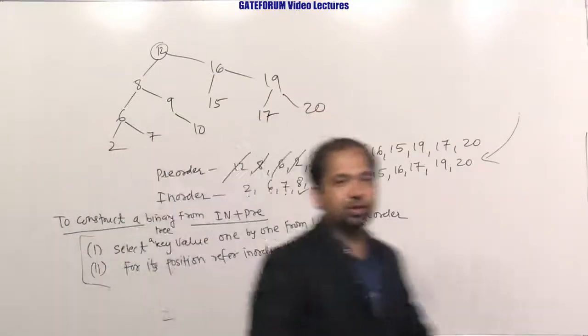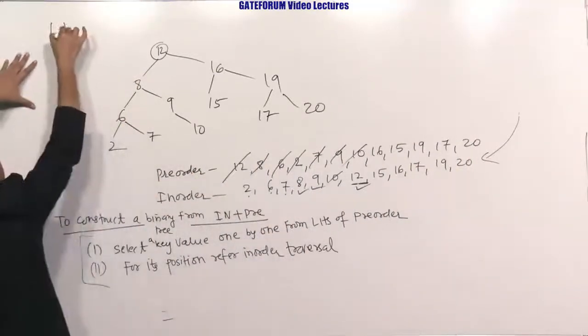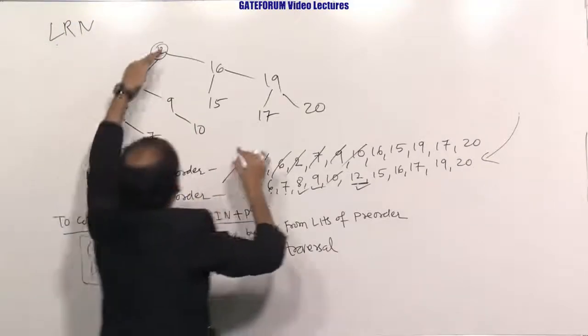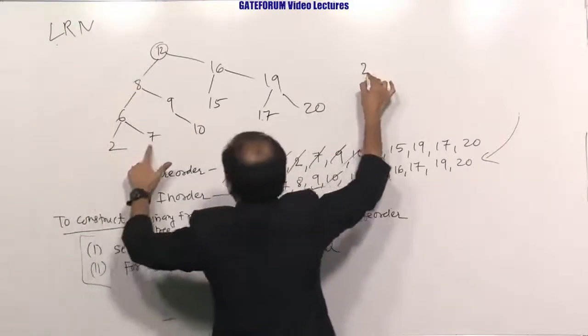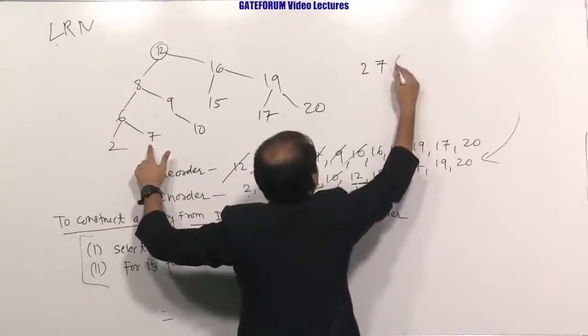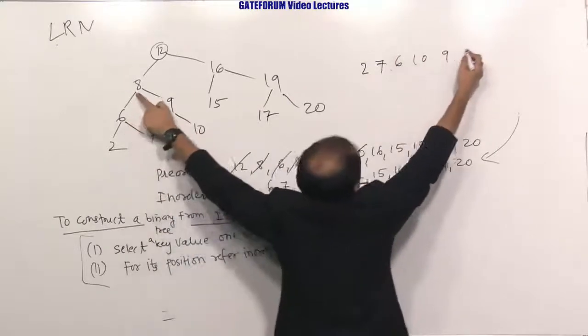And what is a post-order traversal? Post-order traversal is left subtree, right subtree, and then node. So first we go 2, then 7, then 6, then 10, 9, then we have 8.